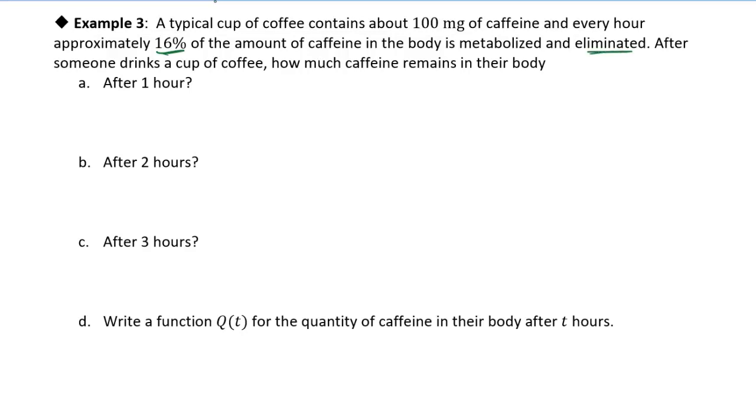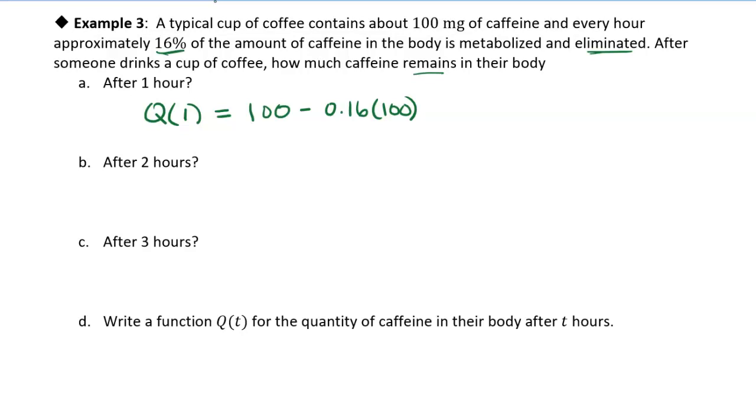All right, so we want to know after someone drinks a cup of coffee, how much caffeine remains in their body after 1 hour. Let's call this function Q. So Q after 1 hour, so Q of 1. Essentially, we're starting out with 100 milligrams of caffeine in our body, and then we're eliminating 16% of it. So 16% of 100 is how much is leaving our body, being metabolized over that time period. So we're going to subtract this time instead of add.